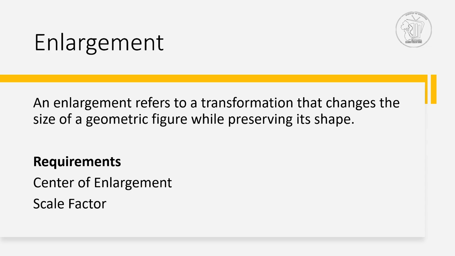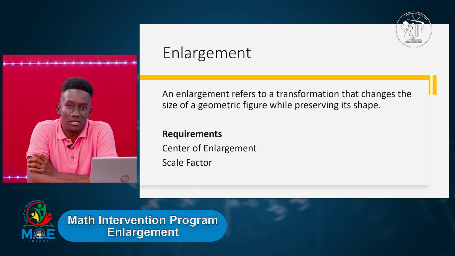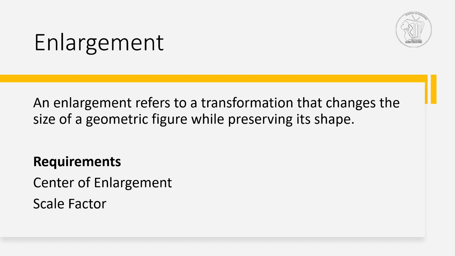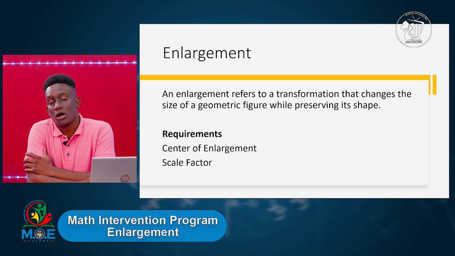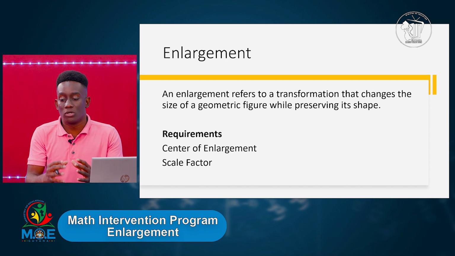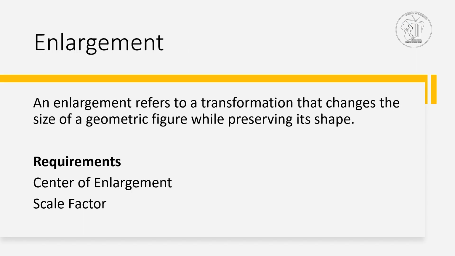Enlargement refers to a transformation that changes the size of a geometric figure while preserving its shape. So the shape will either become larger or become smaller, but its shape would not change. There are two things that we need to perform an enlargement: one, you need a center of enlargement, and two, you need a scale factor. The scale factor determines how large or how small the shape will become, and the center of enlargement determines where this change will happen from.